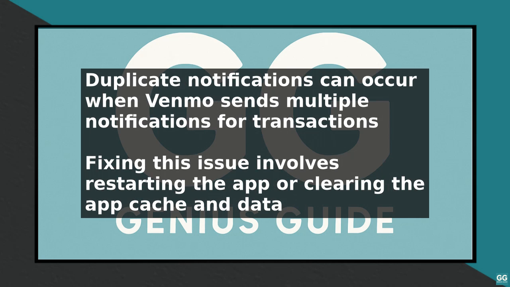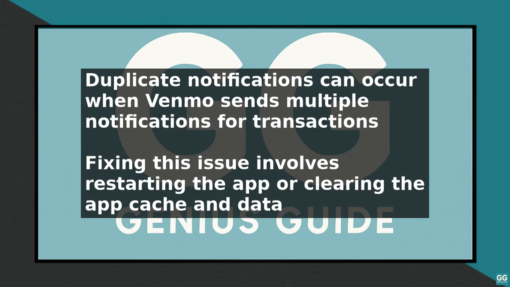Some users also experience issues with notification sounds or vibrations. If you are not receiving notification sounds or vibrations, check your phone settings to ensure that notifications are enabled for the Venmo app. You can also adjust the notification settings within the Venmo app to customize the sound or vibration.